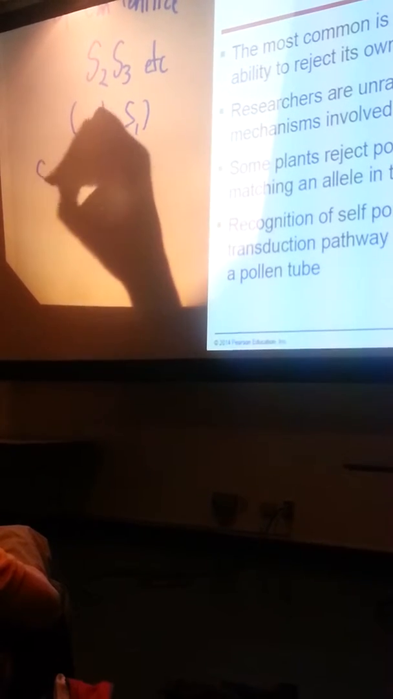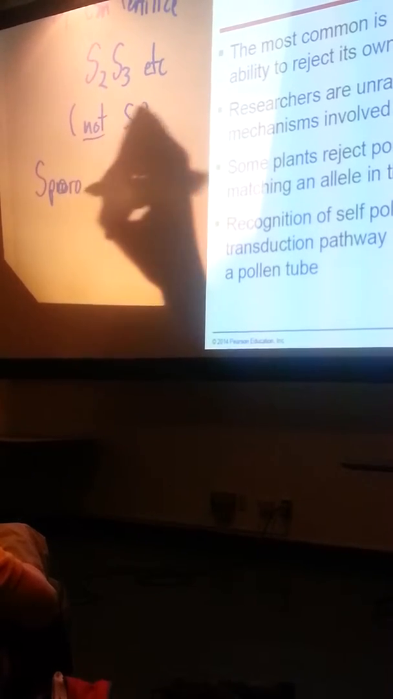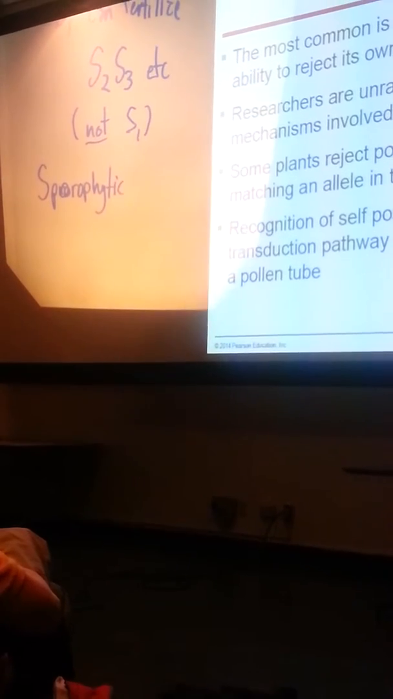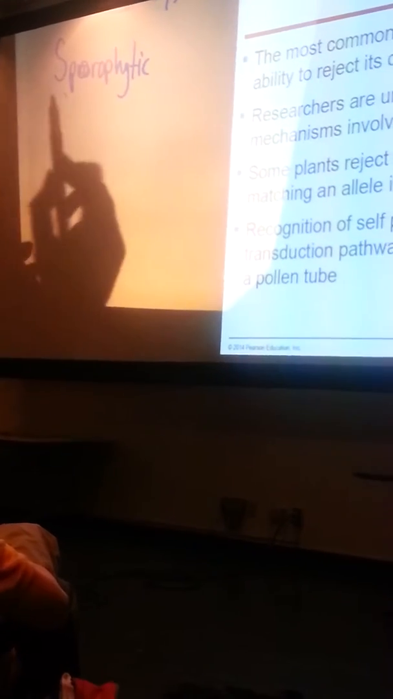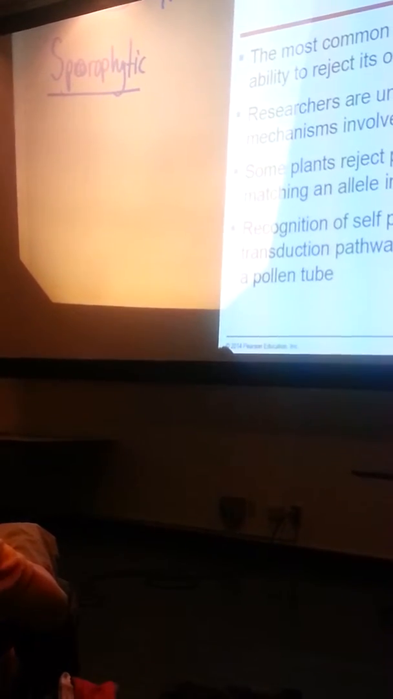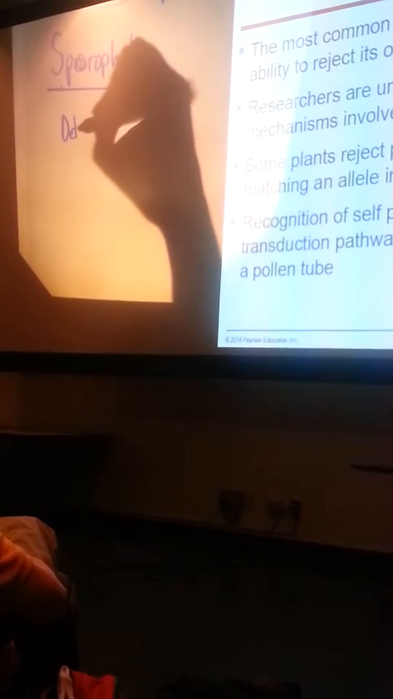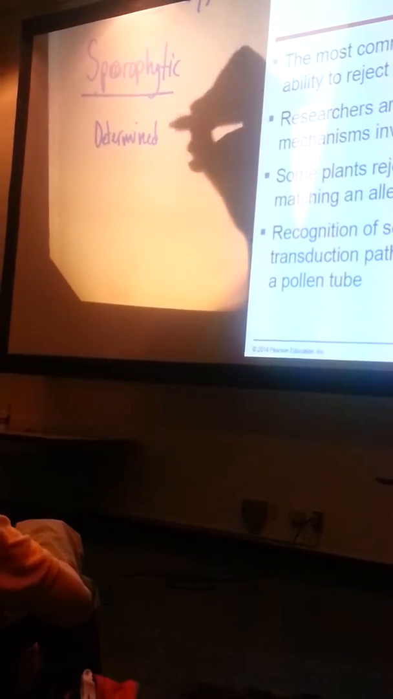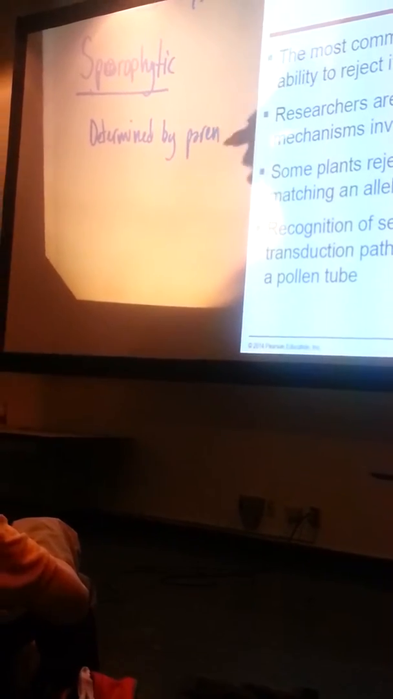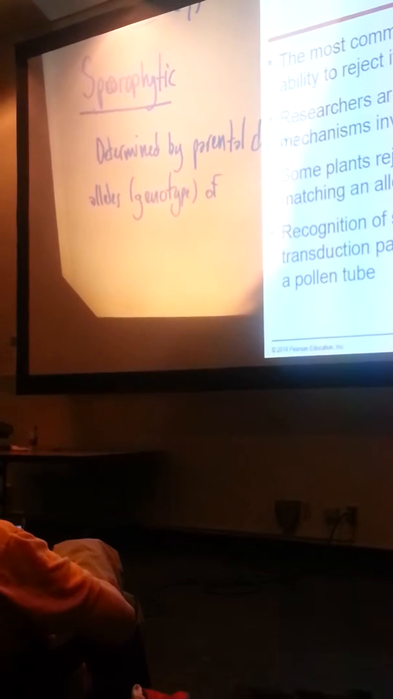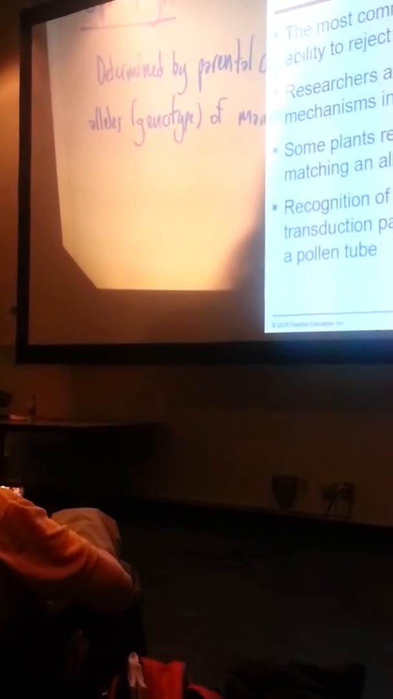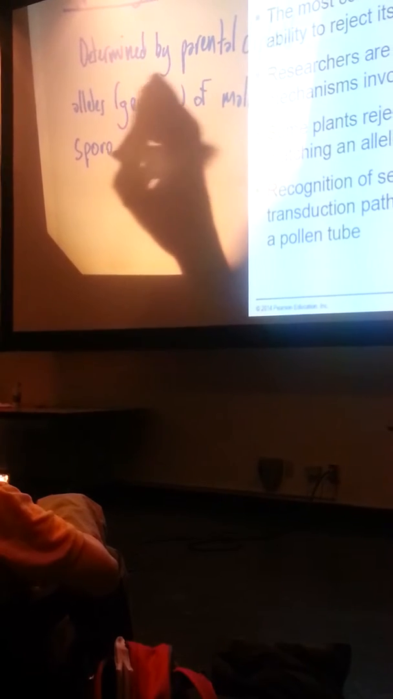However, you can also have sporophytic, which is a little more complicated and, I think, less common. Don't quote me on that. So when we have sporophytic, the incompatibility is determined by the parental diploid alleles, or genotype, of the male sporophyte. What does that mean?